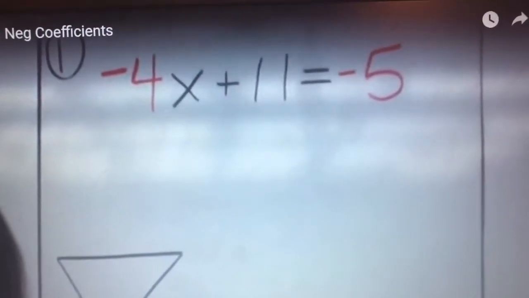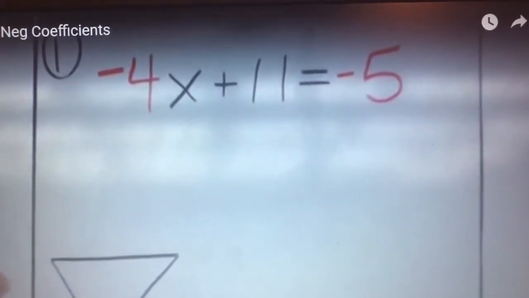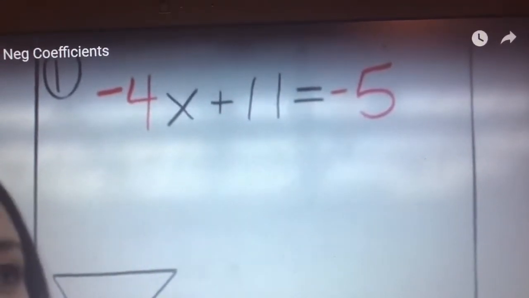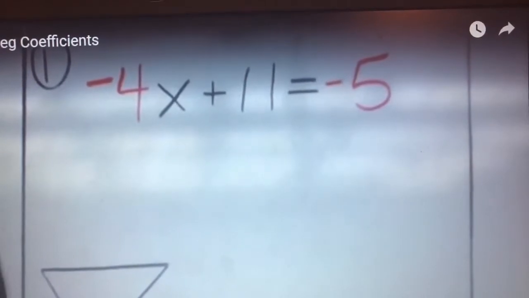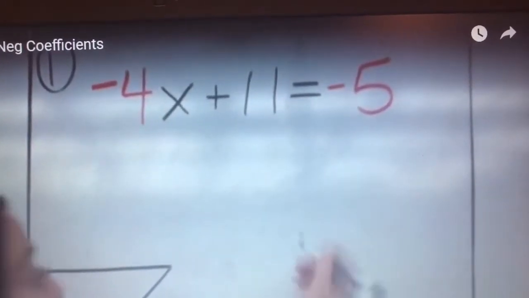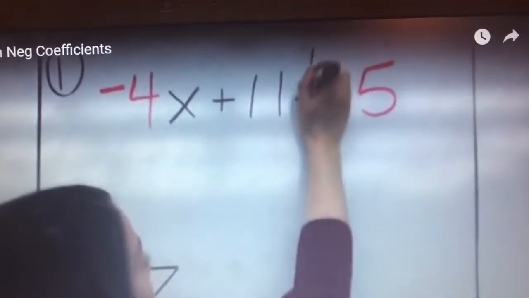Take the first example together. You ready? It says negative 4x plus 11 equals negative 5. Okay, so you're going to solve this equation like you solve any equation. The first step is to draw a T to separate both sides of the equation.